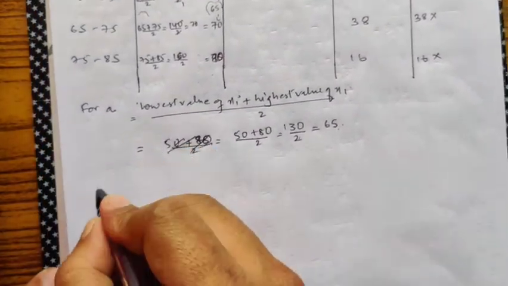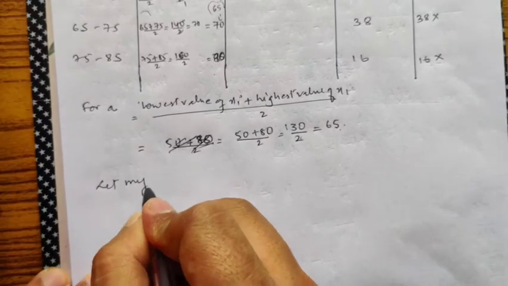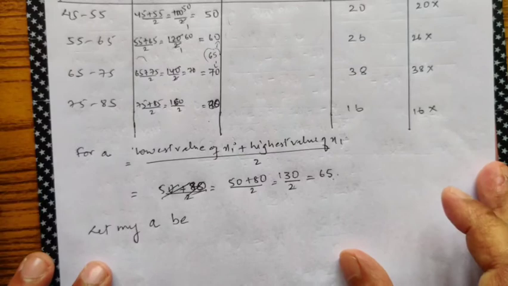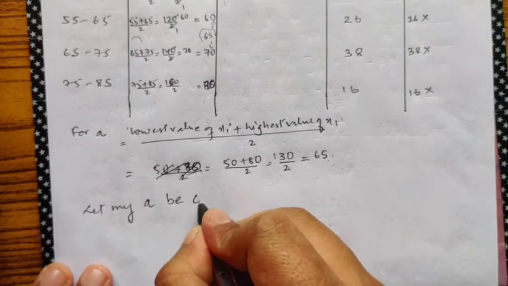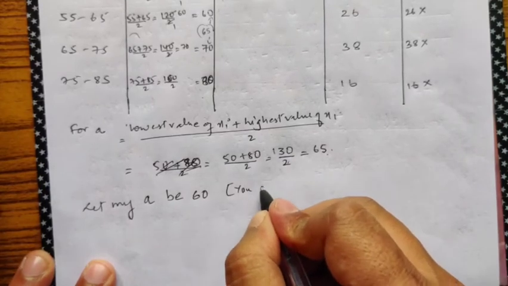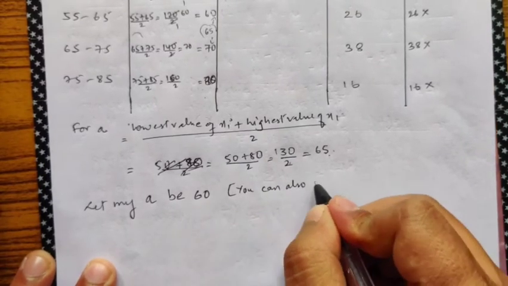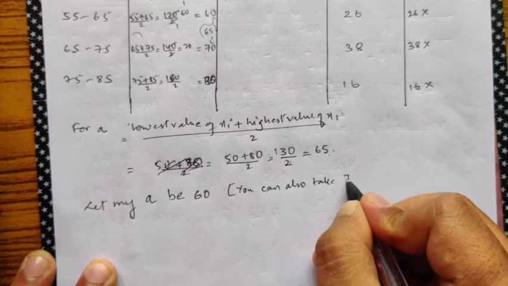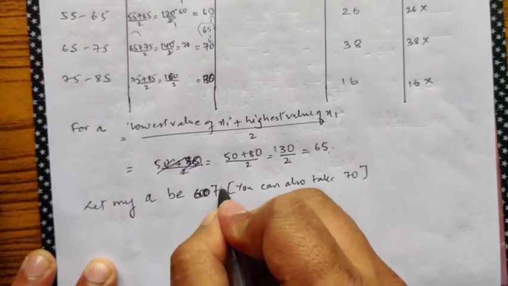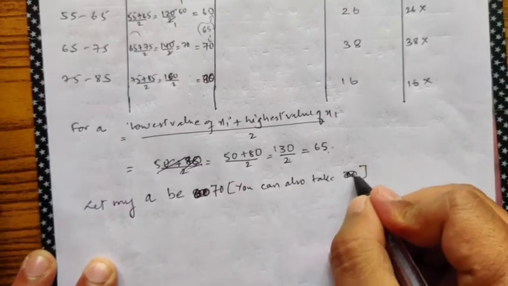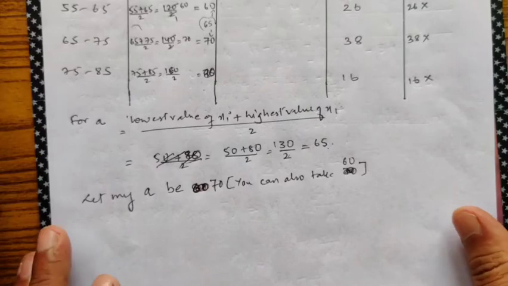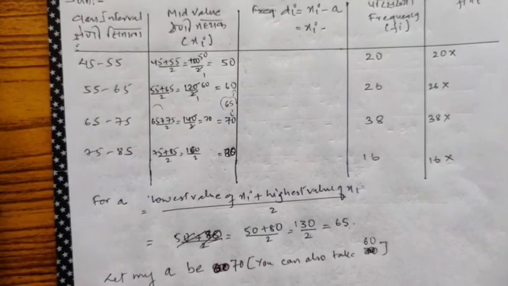So you need to write, let my a be, what do you want to take, guys? Anything. 60. Then let's take 60. You can also take 70. Take 70 also, you'll get the same answer. Okay, let's take a as 70. You can also take 60. Let's take a as 70 and do. I want to show you that. Okay, so let's take our a as 70.